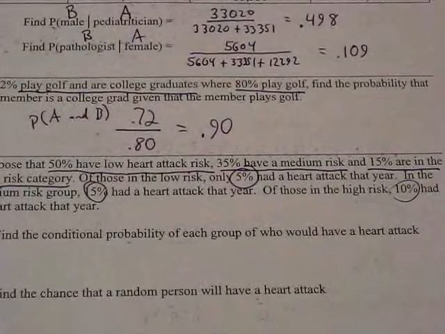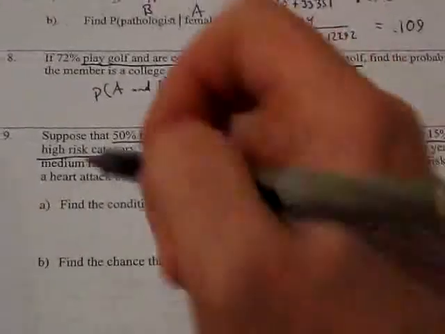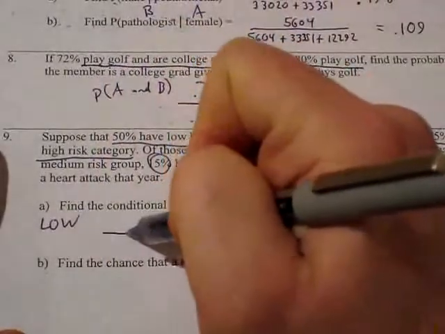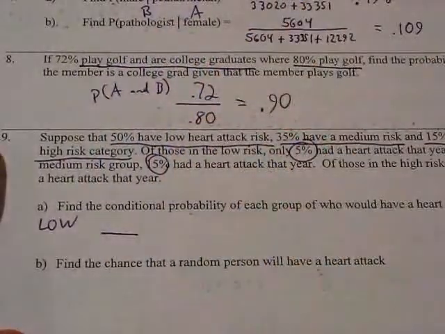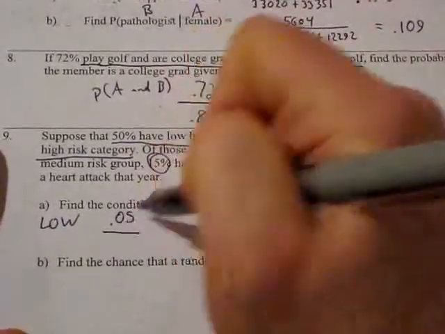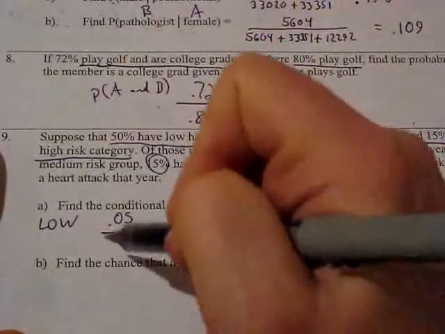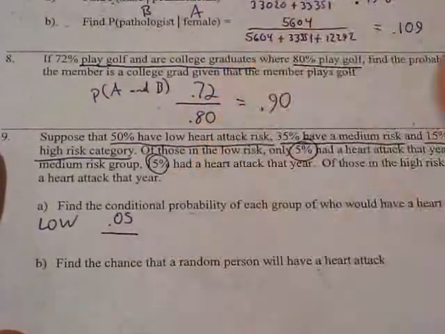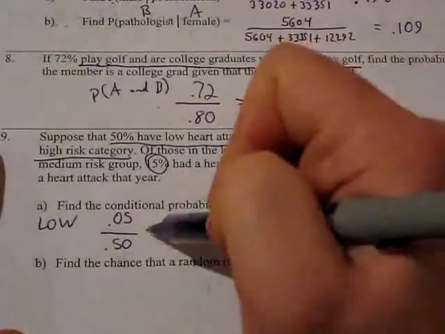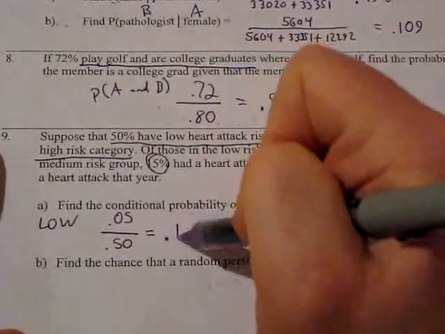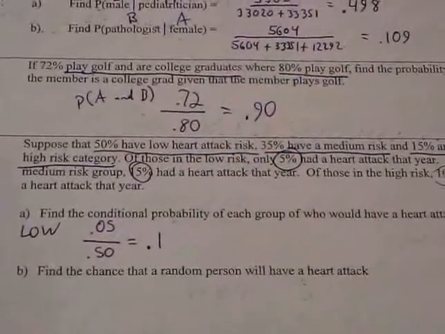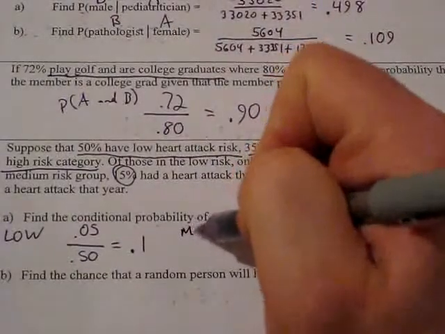So we're going to take a look at these three numbers, starting off with the low. We're going to look at the probability that someone was in the low group and had a heart attack, and that was 5%. So there's our A and B. Out of the group that was low risk, that's our A, and that's 50%. We do the division there, and that gives 10% in that group. That's our conditional probability.